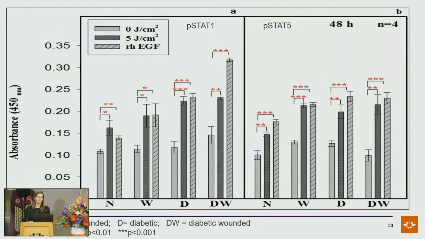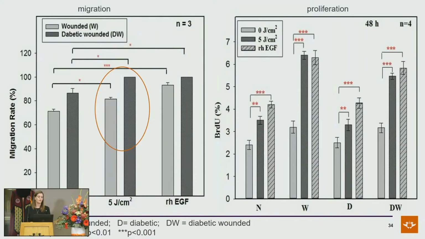When we measured the phosphorylation of STAT1 and STAT5, STAT1 is on the graph on the left and STAT5 is on the graph on the right. And there was an increase in all cell models, including diabetic wounded cells. When looking at the downstream effects of our JAK-STAT pathway, we looked at migration and proliferation. We could see that there was an increase in migration, as shown on the graph on the left-hand side. The graph on the right-hand side shows the proliferation of cells, and when we irradiated them, there was a significant increase in proliferation.